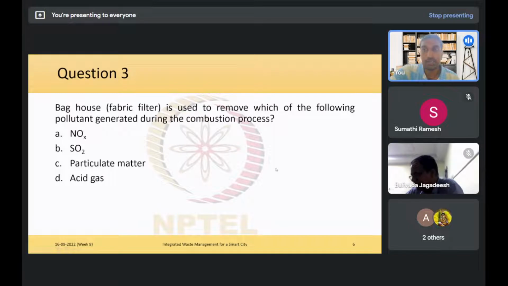Okay, so question number 3. Baghouse or the fabric filter is used to remove which of the following pollutants generated during the combustion process? So the options are NOx, sulfur dioxide, particulate matter, acid gas. Again, I'll create a poll for this.